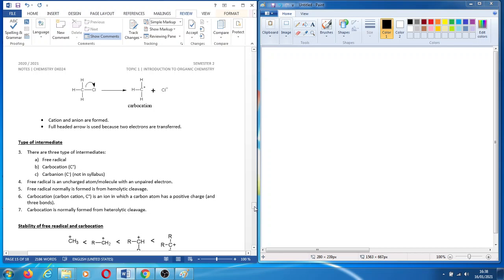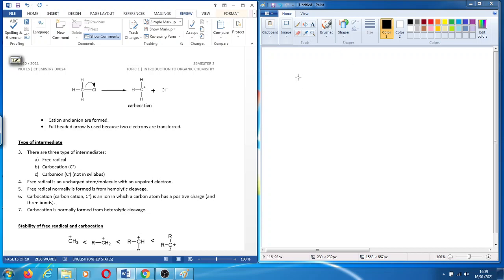And then we have types of intermediate. We have three types of intermediate: free radical, carbocation, and carbanion. What is meant by carbocation? Carbon that has a positive charge. Carbanion, the carbon that has a negative charge. Free radical is an uncharged atom, it will not have charge. It is a molecule with an unpaired electron, it only has an unpaired electron.